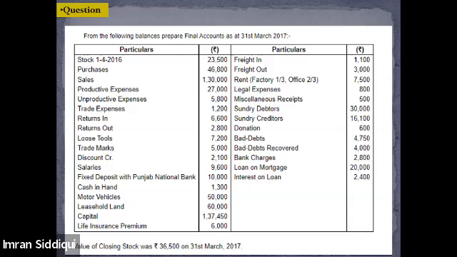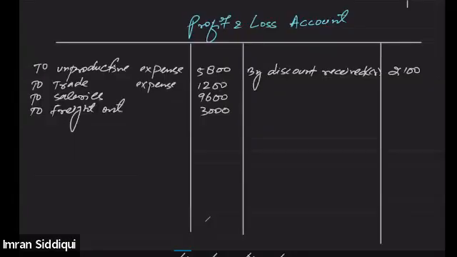Then we have rent, and bifurcation of the rent is given. It says total rent is 7,500, but out of 7,500, 1/3 belongs to the factory and 2/3 of the total rent belongs to the office. So students, whatever rent belongs to the factory will be considered as a direct expense and needs to be recorded in the trading account. And the portion of the total rent which belongs to the office will be recorded in the profit and loss account on the debit side, considering it as an indirect expense. Right. So total rent is 7,500.